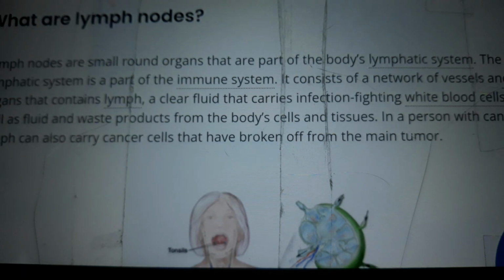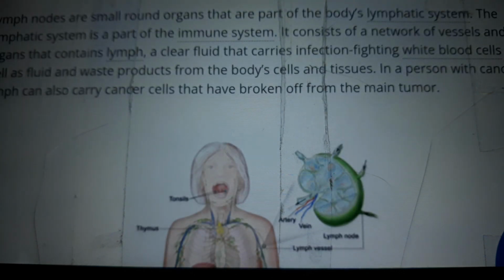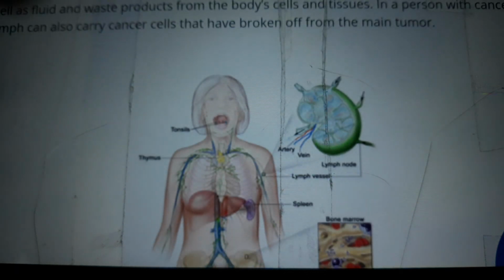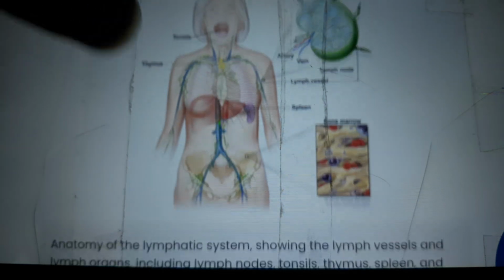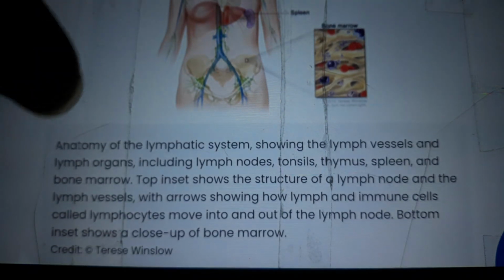What are lymph nodes? Well, the lymph nodes are small round organs that are part of the body's lymphatic system. The lymphatic system is a part of the immune system. It consists of a network of vessels and organs that contain lymph, a clear fluid that carries infection-fighting white blood cells, as well as fluid and waste products from the body's cells and tissues. In a person with cancer, lymph can also carry cancer cells that are broken off from the main tumor. This is a picture of the lymph nodes.